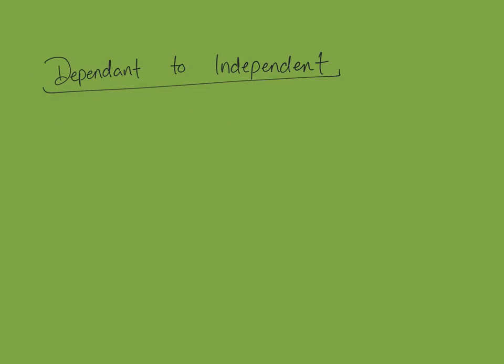To change a dependent clause to an independent clause, often we just need to take off the first word. Because she had to look after her brother is a dependent clause. That cannot be a sentence on its own. However, if we were to eliminate the word because and change it to she had to look after her brother, this is an independent clause.